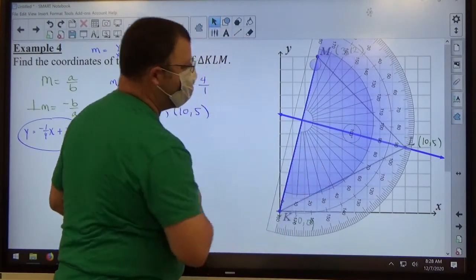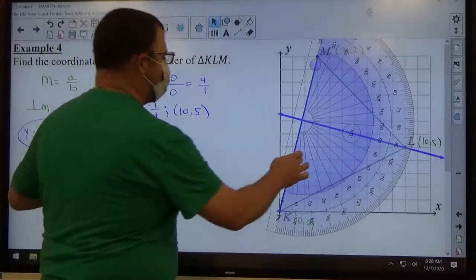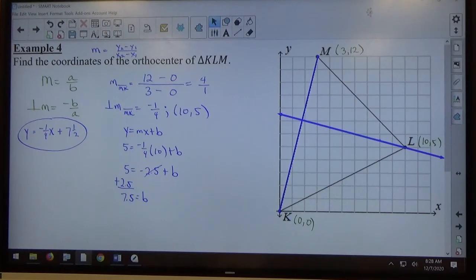And you can see that it's dead on 90 degrees, and that's what an altitude is. So again, it's the coordinate geometry is what we're using there, and that's the technique to do that. Okay, second, I need to find a second altitude, doesn't matter which one I find. All right, I'm going to find the altitude passing through LM.